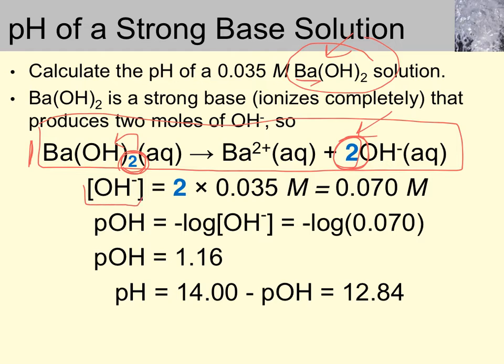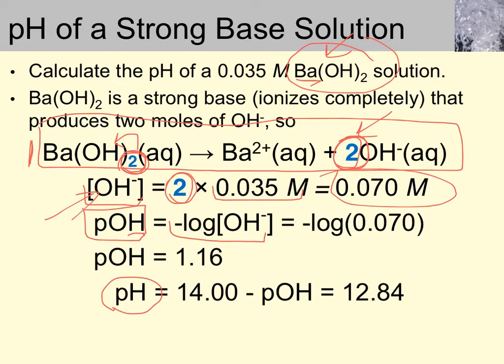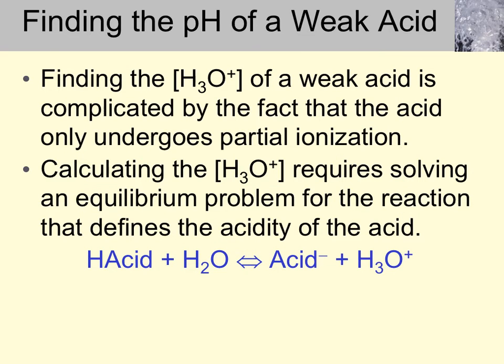So the concentration of hydroxide in this case is 2 times the original concentration of the barium hydroxide, in other words, 0.070 molar. Of course, we're trying to get to pH, but since we have hydroxide concentration, you first have to calculate pOH, minus log of that concentration. So the pOH is 1.16, and because pOH and pH have to add together to give us 14, the pH is 12.84.